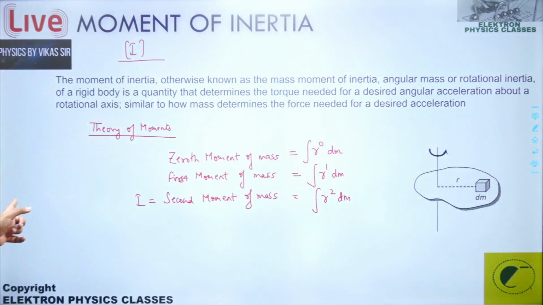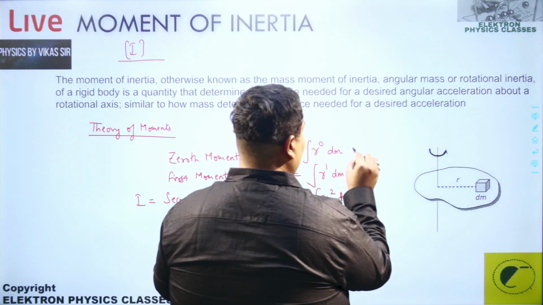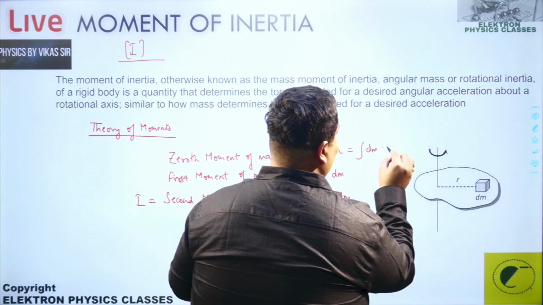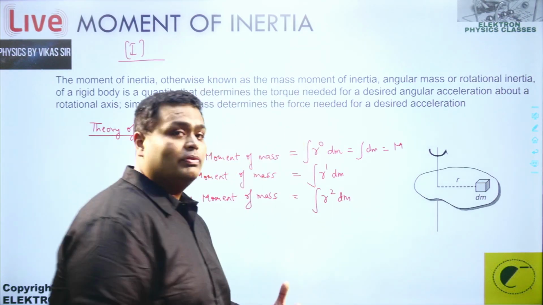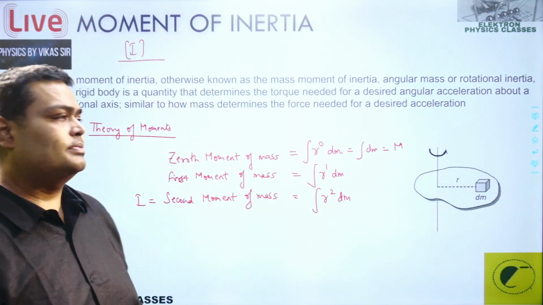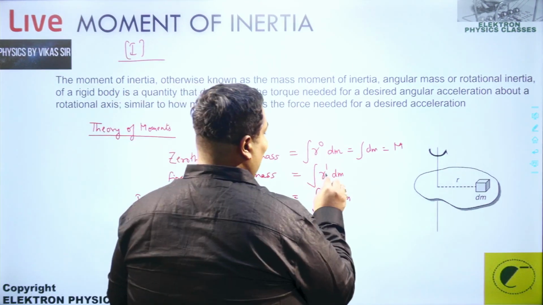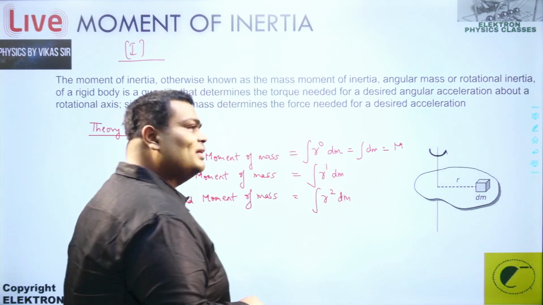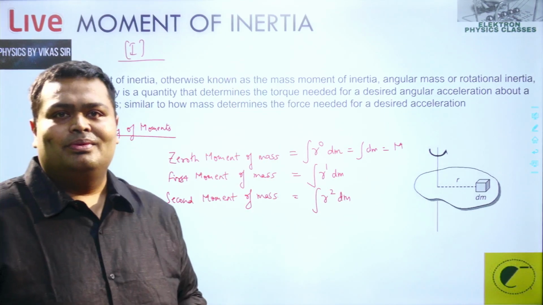Let's see. This one, r power 0 is 1. So that's the integral dm, and that's basically nothing but m. What is m? The mass of the rigid body, the system of particles. The complete mass of the system. And this term, integral r dm, what is integral r dm? That's the moment of mass.